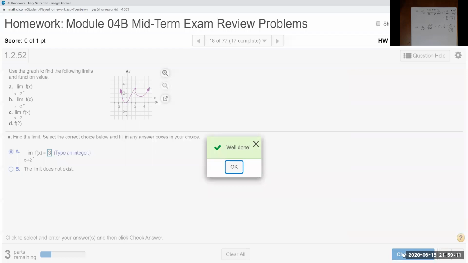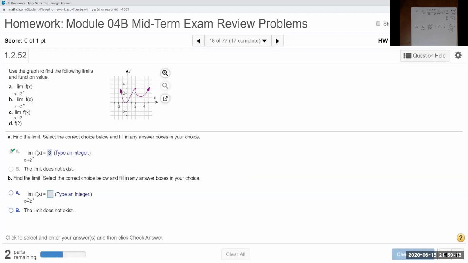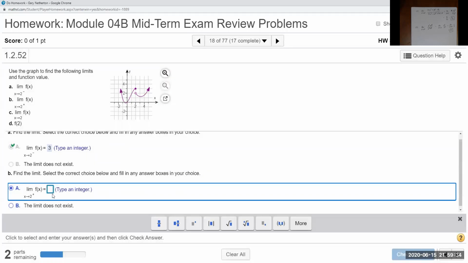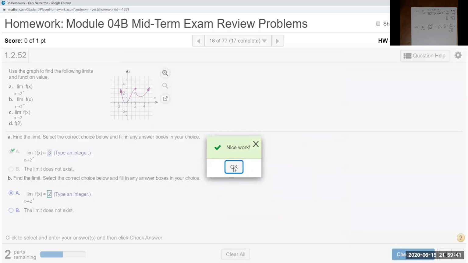Hopefully it's correct. All right. Then the next one says, hey, look at the limit as x approaches 2 from the positive side. So now I come from the right. I'm approaching x equals 2. And as I'm approaching x equals 2, what's the function approaching? Looks like the function is approaching 2. So I put a 2 in here. And I check it. And it's correct.